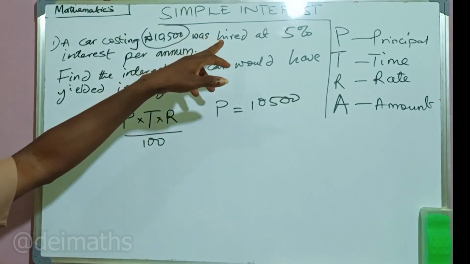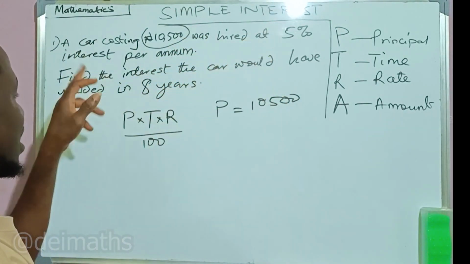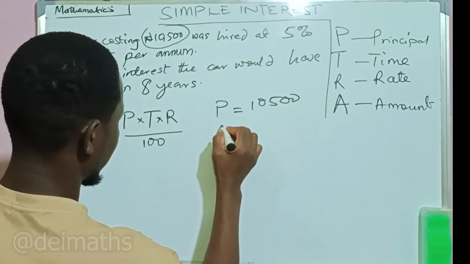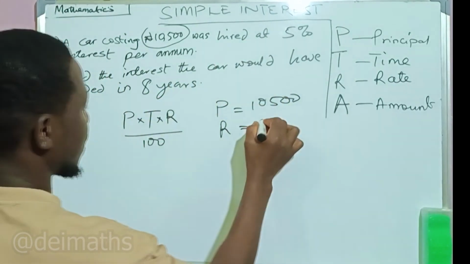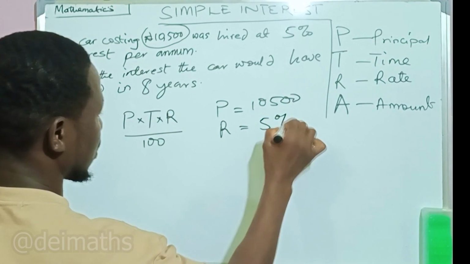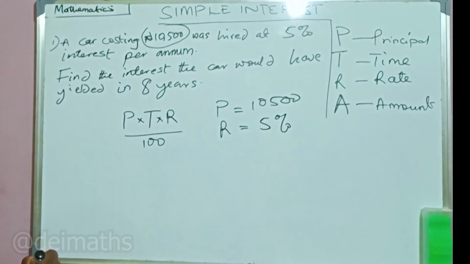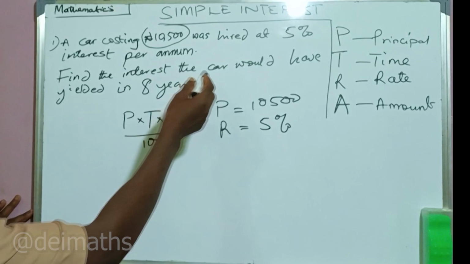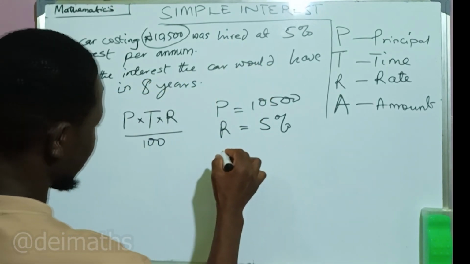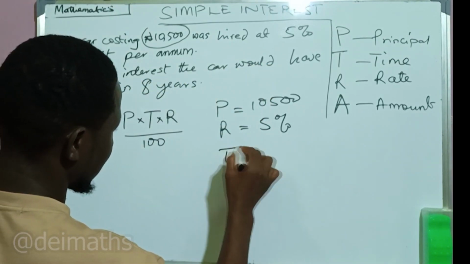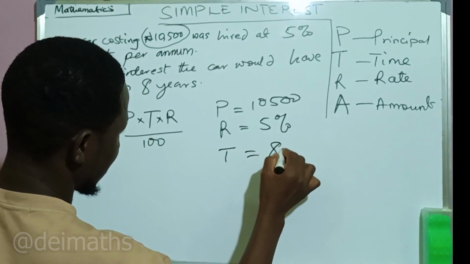And it was hired at 5% interest. That is, our rate R is equal to 5%. Now, find the interest the car would have yielded in 8 years. That is, the time is 8 years.